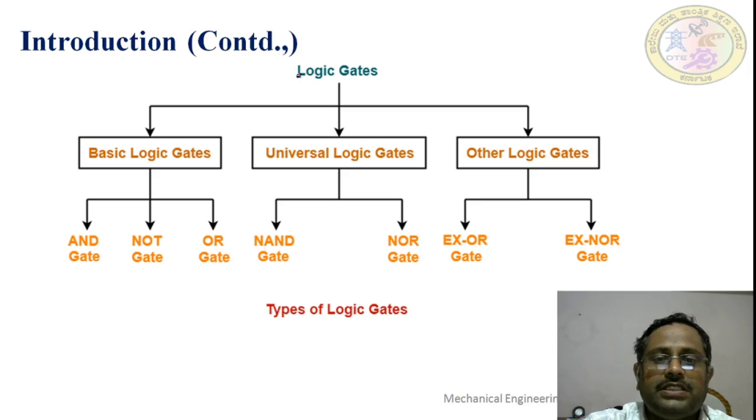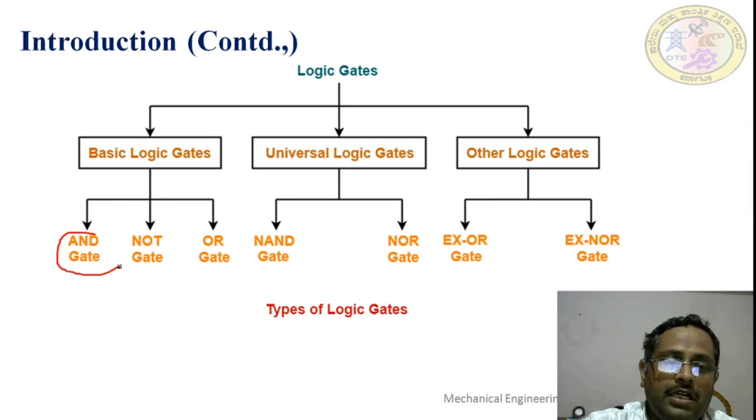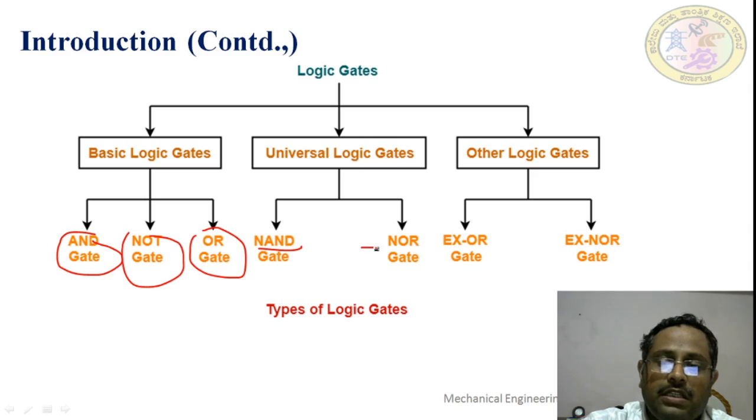These logic gates can be classified as basic logic gates, universal logic gates and other logic gates. The universal logic gates and other logic gates are grouped together as derived logic gates. These derived logic gates are constructed using basic logic gates only. The basic logic gates are AND, NOT and OR gate. The universal logic gates are NAND and NOR. Other logic gates are exclusive OR and exclusive NOR gate.